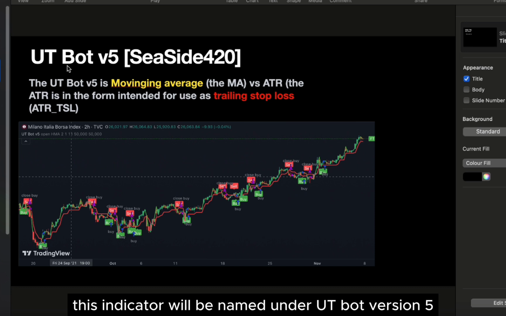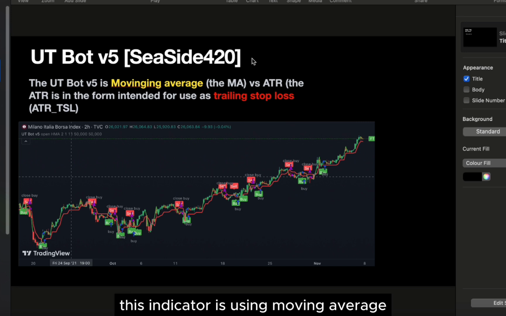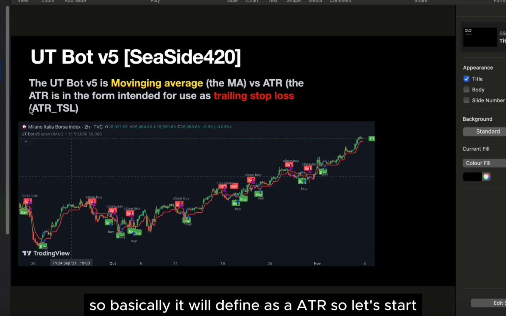Basically, this indicator is named UT Bot version 5, and the author is Seaside 420. This UT Bot version 5 uses a moving average versus its average true range, and the formula is used as a trailing stop loss. So basically, it is defined as ATR TSL.